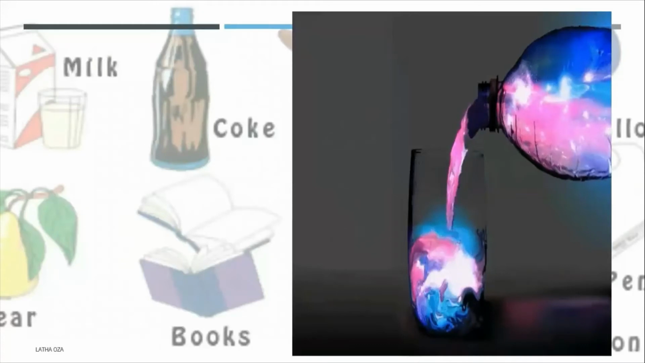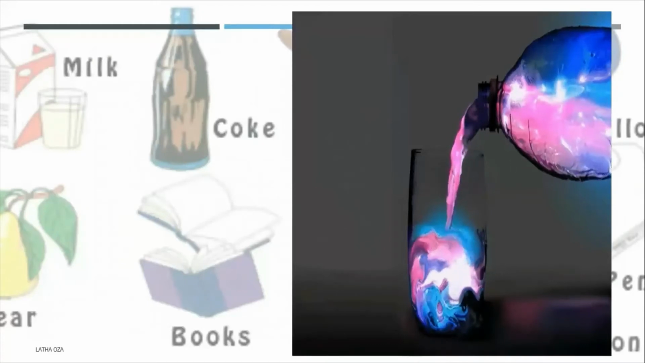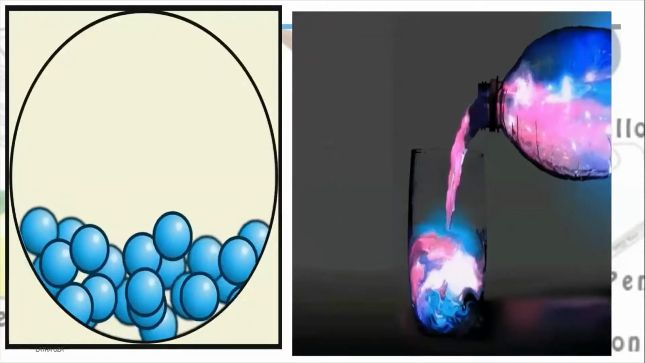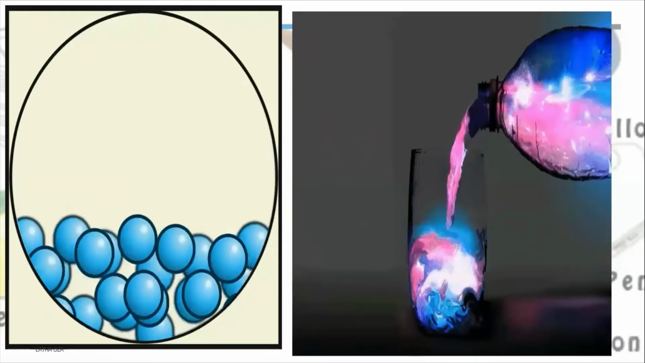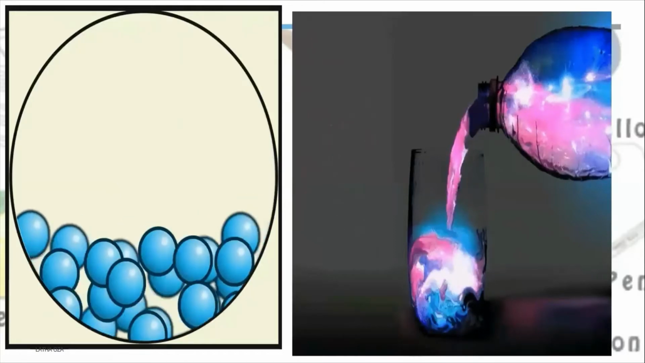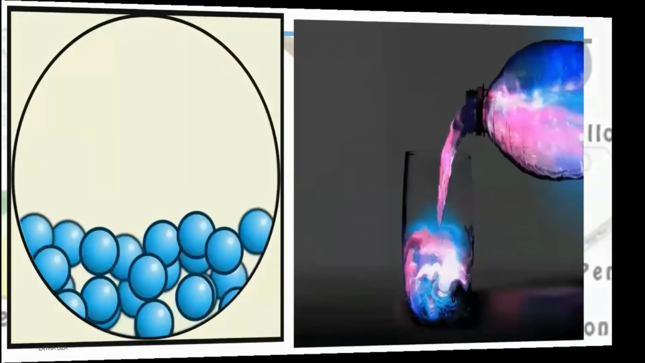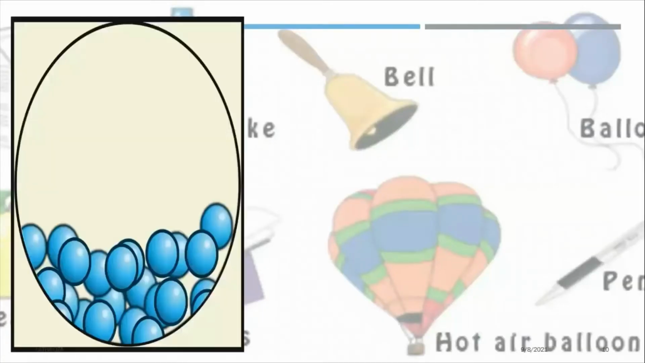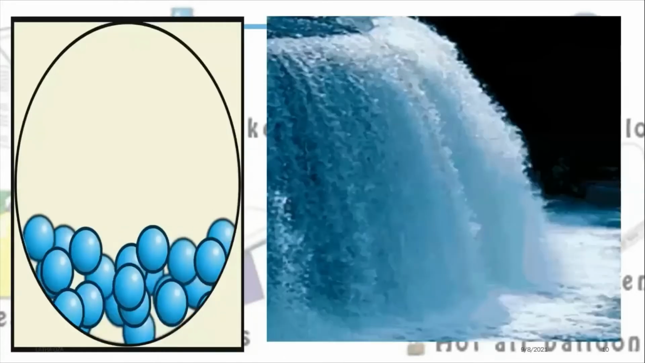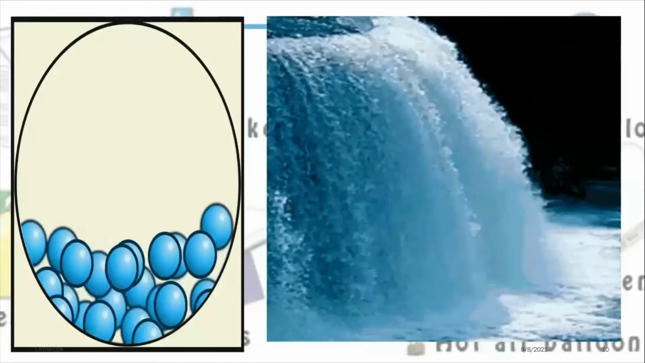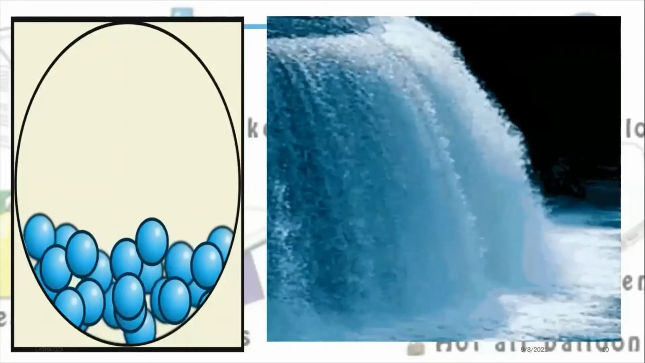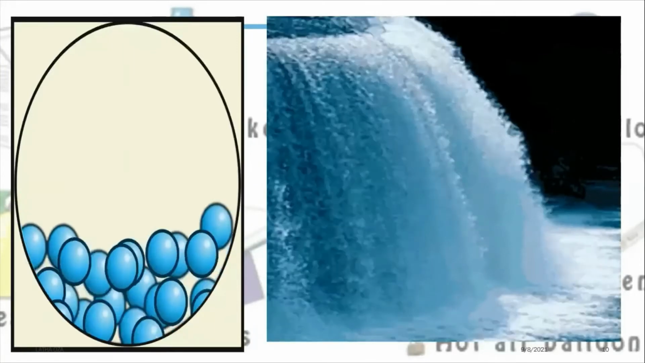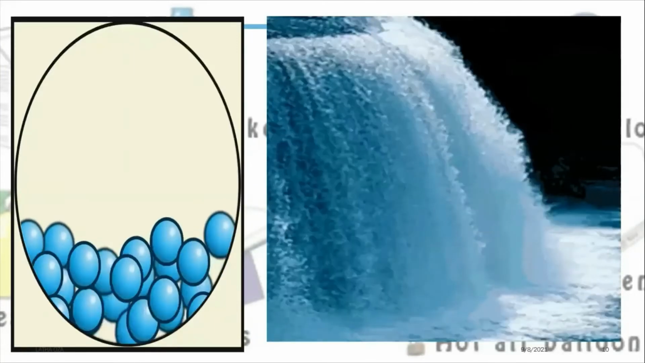Liquids do not have fixed shape. They take the shape of a container, so they can be poured from one container to another. The molecules are far away, not as close as in solids. Liquids have fixed volume. Liquids flow from a higher level to a lower level, so the molecules are loosely packed, so they can move around. And liquids can flow. They have fixed volume.